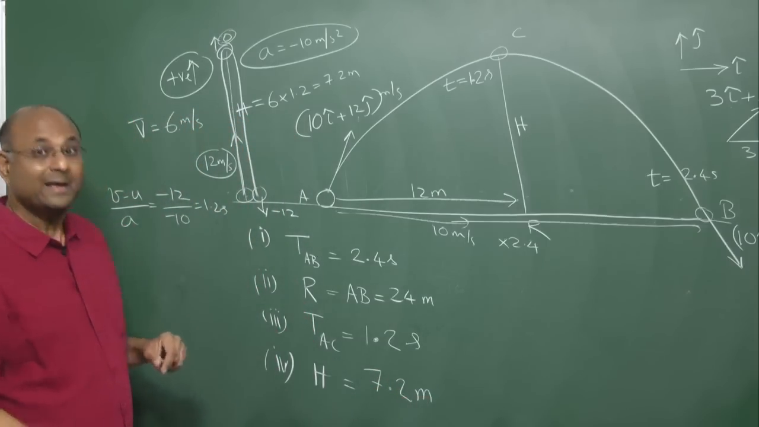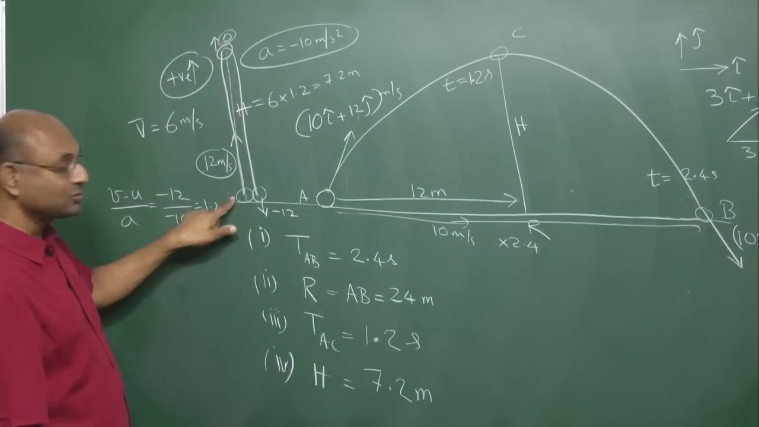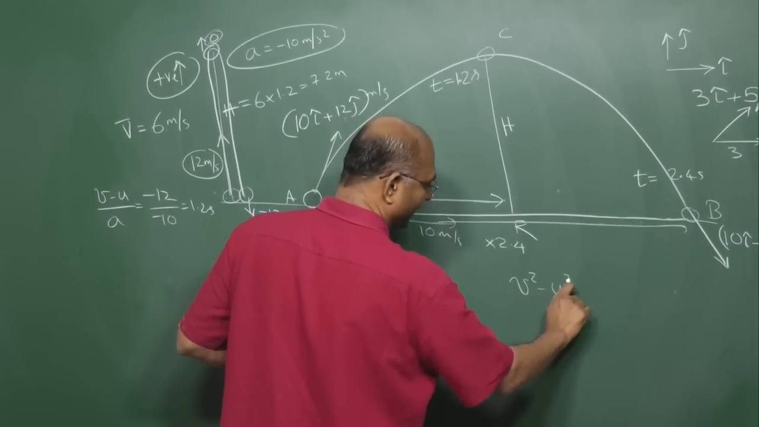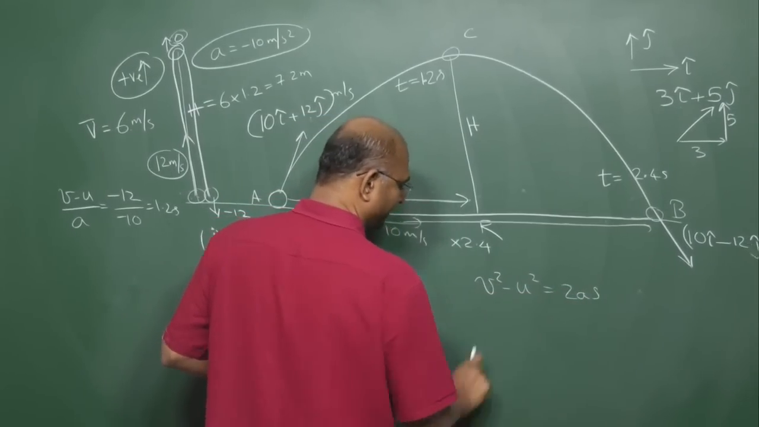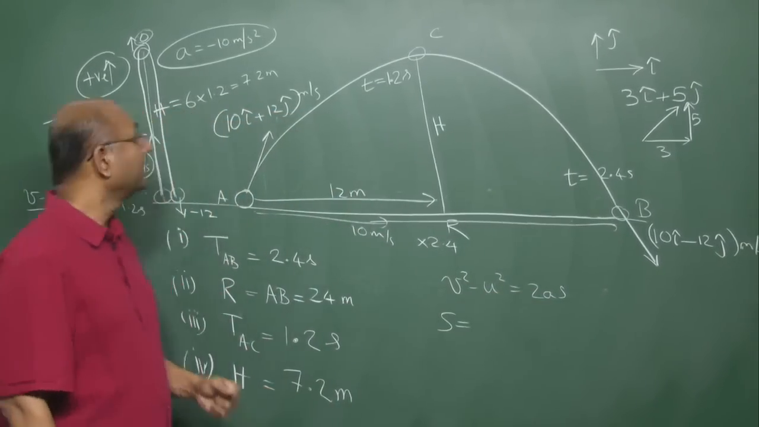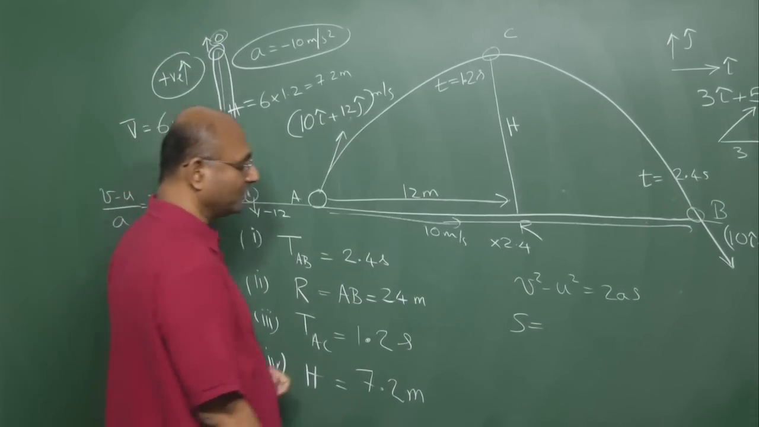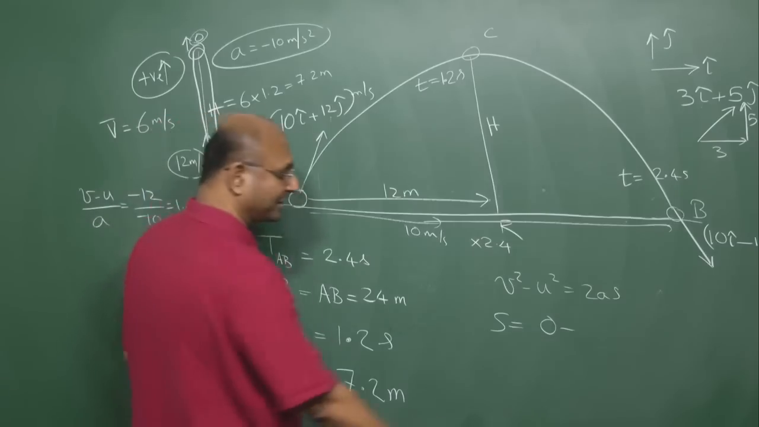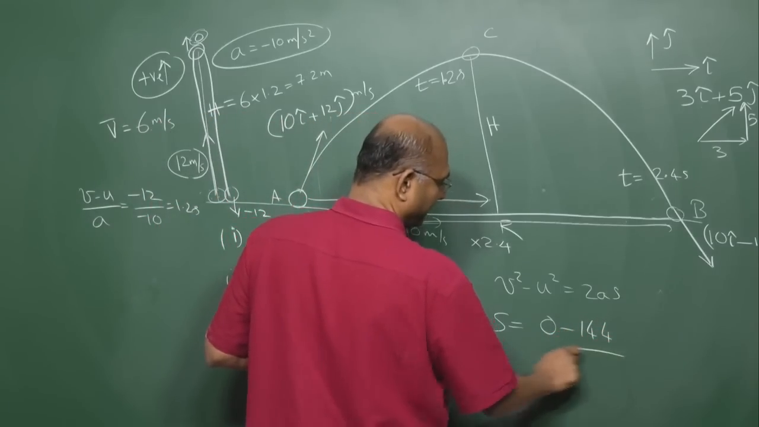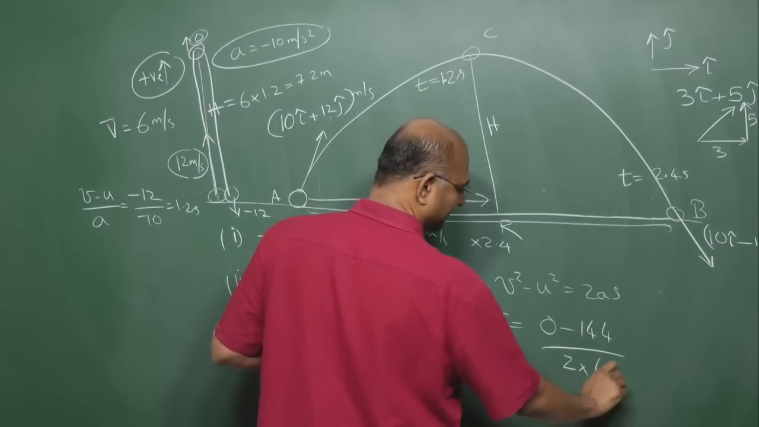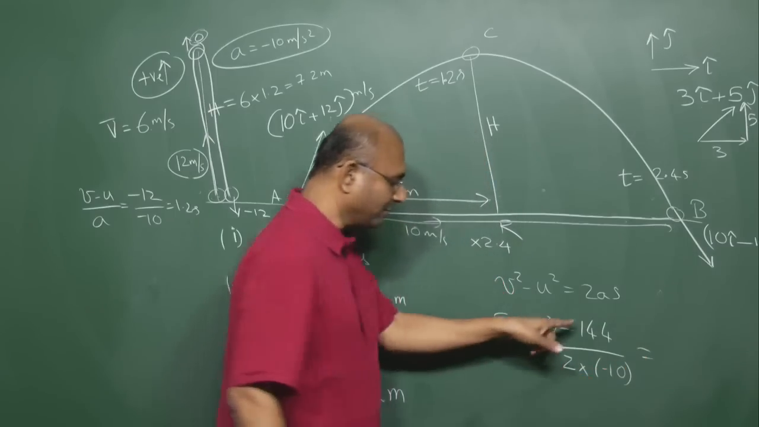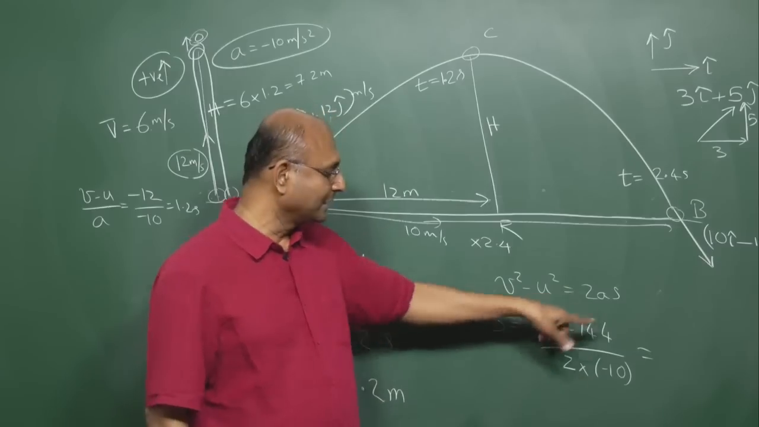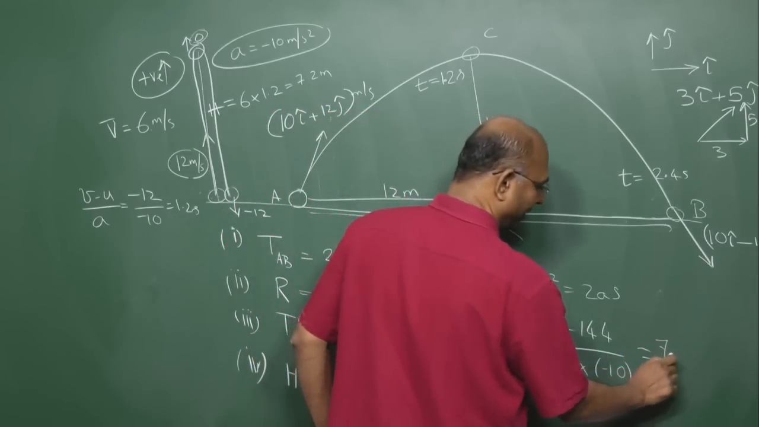Can I do it another way? Yes. You can say v square minus u square is 2as. So let's do it that way. If I use v square minus u square is 2as, then s is v square, which is 0, minus u square, which is 12 square, 144, by 2 times a, which is minus 10. So 144 by 2 is 72, and because there's a minus sign, minus minus cancels out. 72 by 10, 7.2 meters.